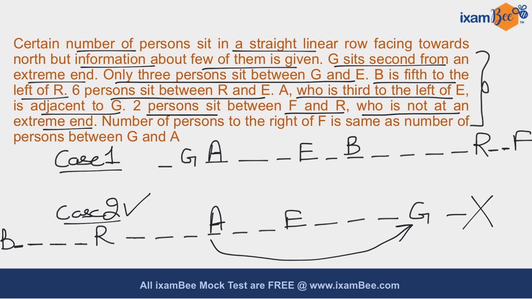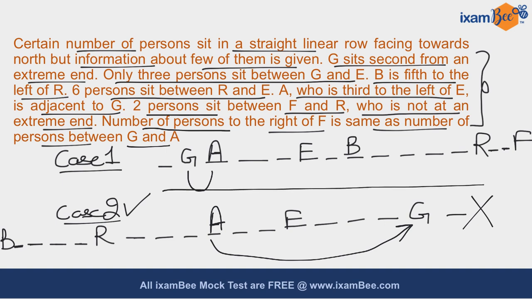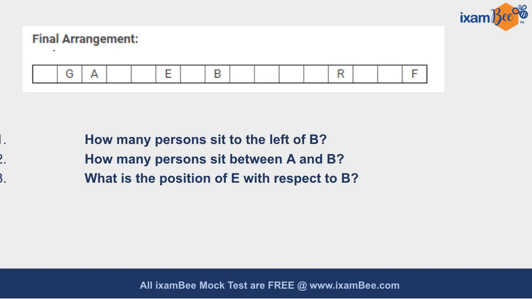Now it is given to you that the number of persons to the right of F is the same as the number of persons between G and A. You know that there is no person sitting between G and A, so there is no one who is to the right of F. So this is your complete arrangement. Basis on this arrangement, you have to answer some questions. Let us discuss those questions. Now this is your final arrangement. Basis on your final arrangement, you have to answer these questions.